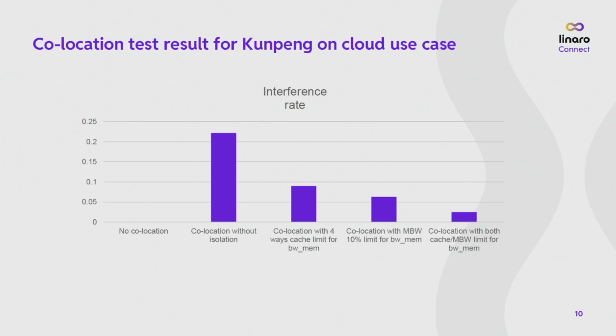So we can see that if we co-locate without the isolation, the interference rate is too high, and the customer cannot accept that. It's more than 20%, and with the cache limit, it's less than 10%, and with the co-location with both the cache and the memory limit, it seems pretty good. So that's the test result for the real use cases.